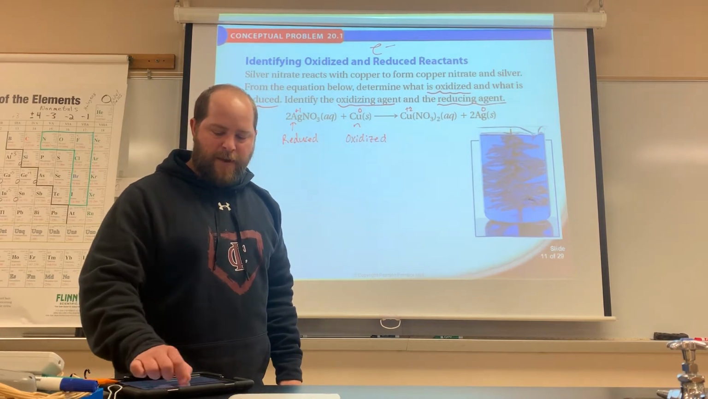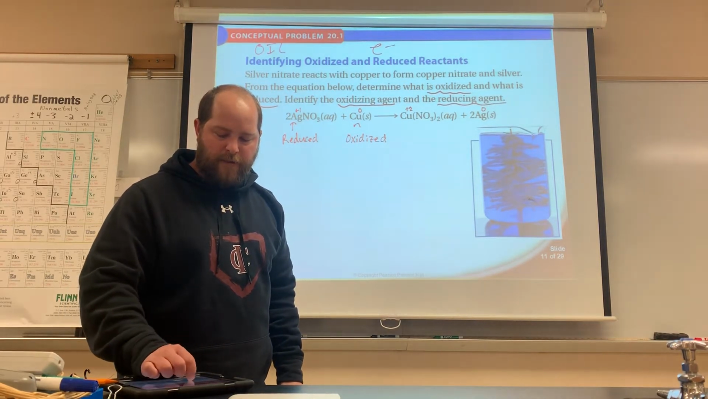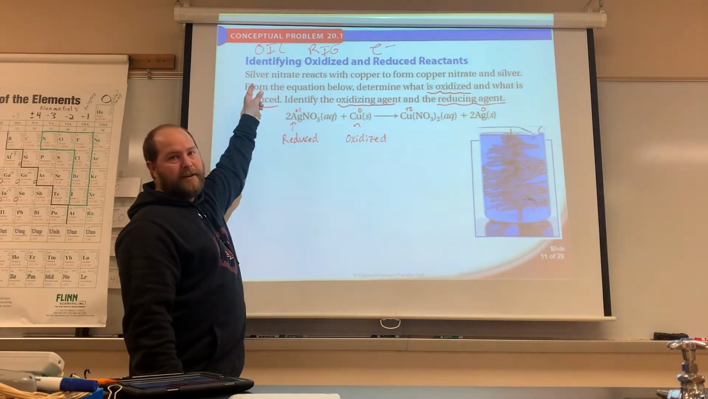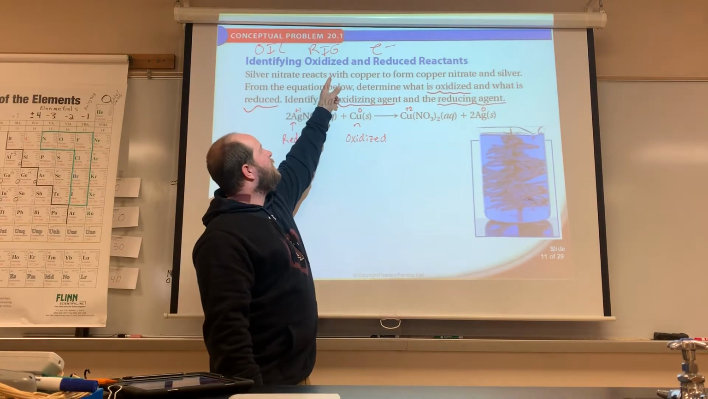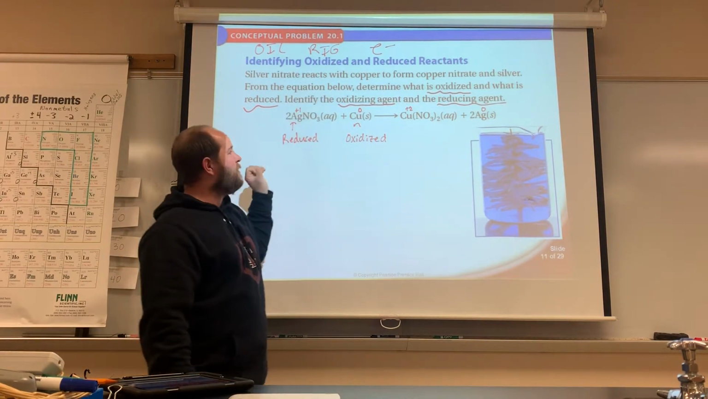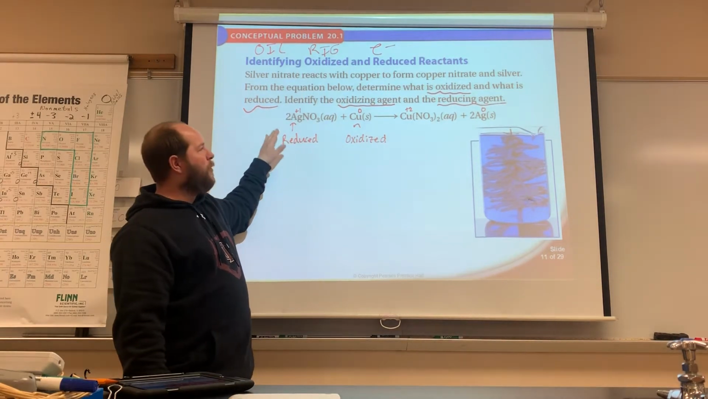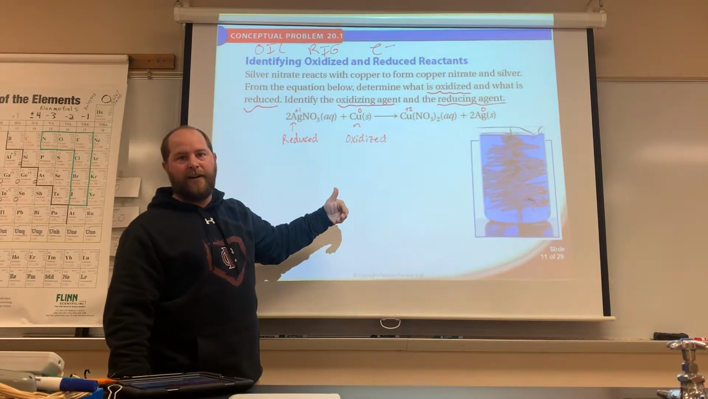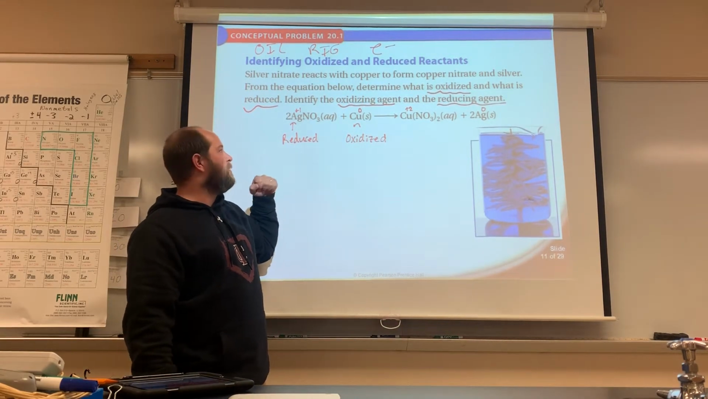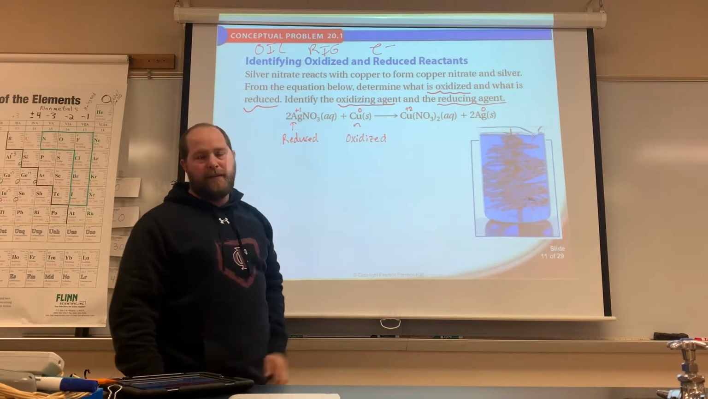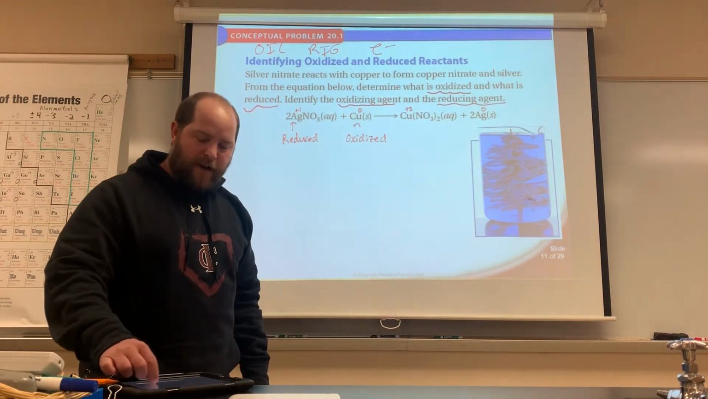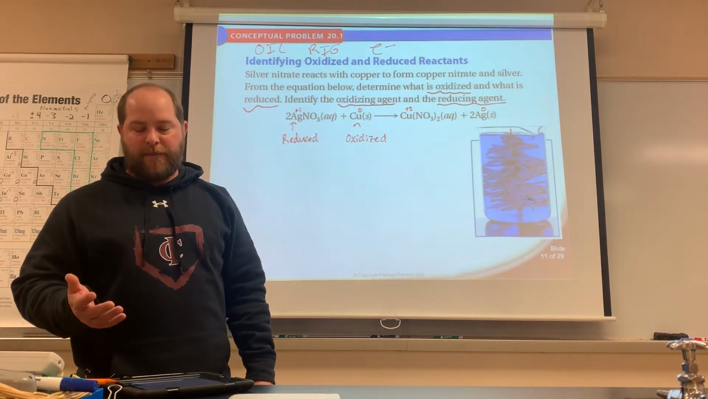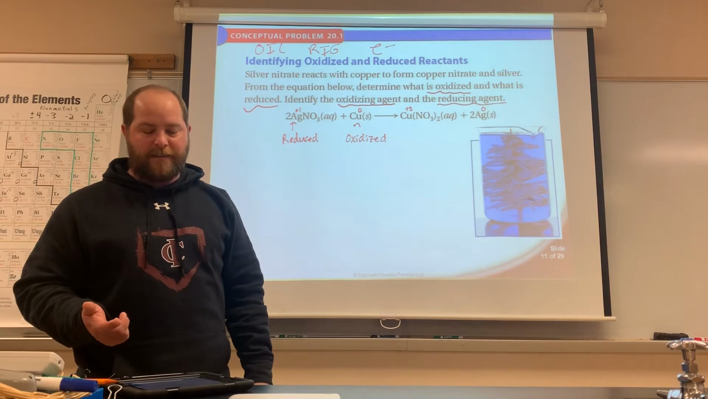Because if you remember, just remember OIL RIG, right? If you have a loss of electrons, it's going to be oxidized. If you have a gain in electrons, it's going to be reduced. So the silver went from a +1 down to a 0. That suggests that it gained electrons. Its oxidation number got reduced. This one is the one that got oxidized because it lost its electrons. Okay, so now we figured out what's being reduced and what's being oxidized.